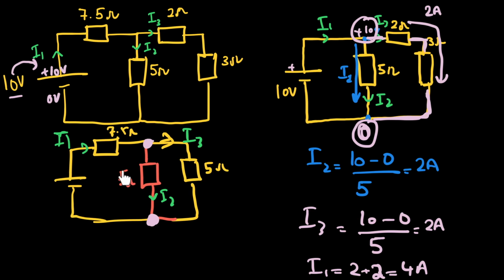वो बनेगी 5 divided by 2, which is 2.5. 5 into 5, 25, divided by 5 plus 5 is 10, so 2.5 आ गया. ठीक है? So 25 over 10, 2.5, use the shortcut for 2 resistors in parallel.